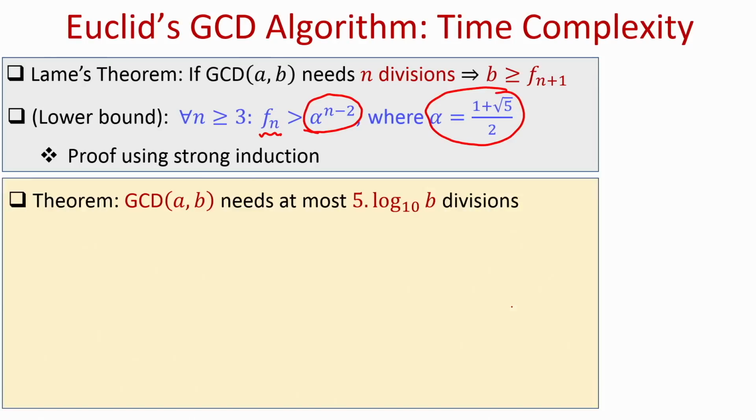I am not going to do that. Now, based on this lower bound and Lame's theorem, I can derive the number of divisions that are required in Euclid's algorithm. So, the theorem I can conclude is that Euclid's GCD algorithm will require at most these many divisions. I am deriving the answer in base 10, but you can derive the answer in base 2 as well, because remember our time complexity is in terms of n, where n is equal to the number of bits that you need to represent your values a and b.